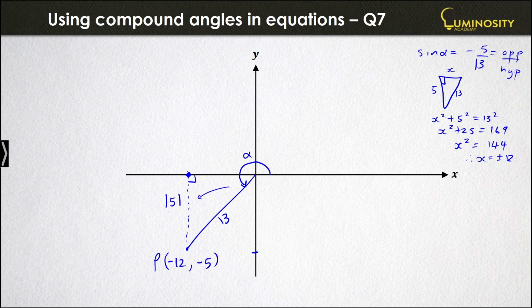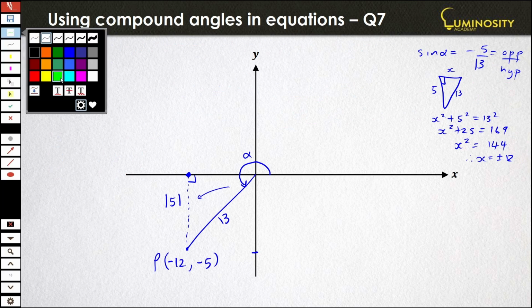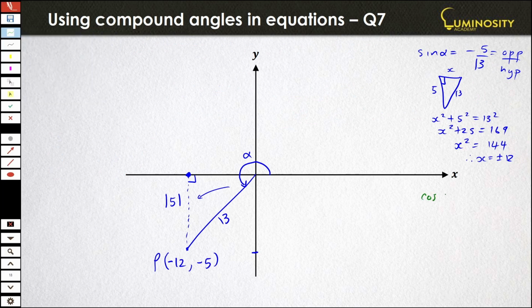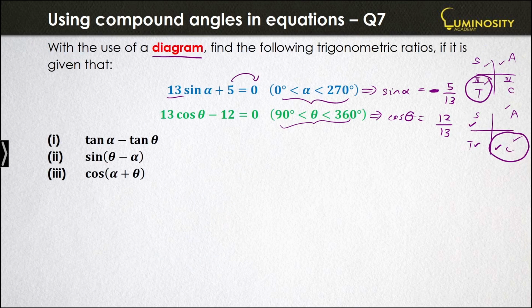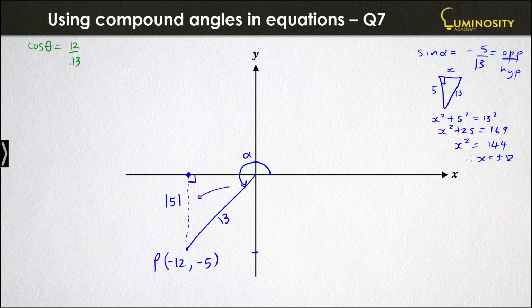And then for the cos one, we have here cos of theta. So let me just put it up here. Cos of theta we worked out as positive 12 over 13, and we said it must be in the fourth quadrant, so somewhere up here. Now let's try to draw it a bit more accurately, because it's adjacent. Okay, so it's going to be something like that.